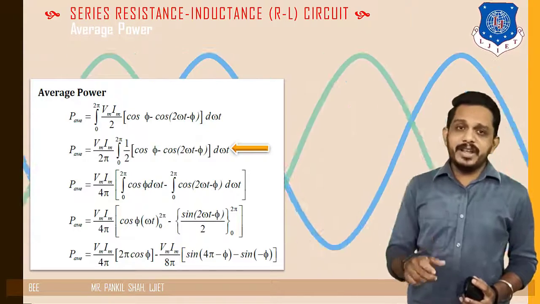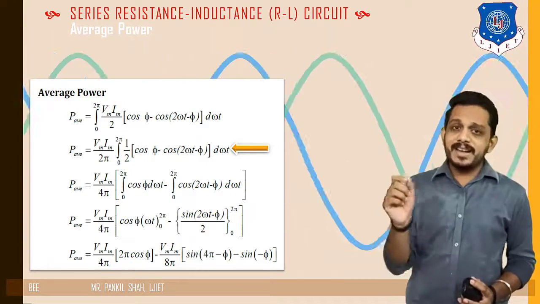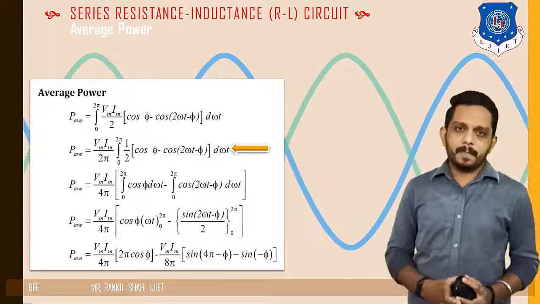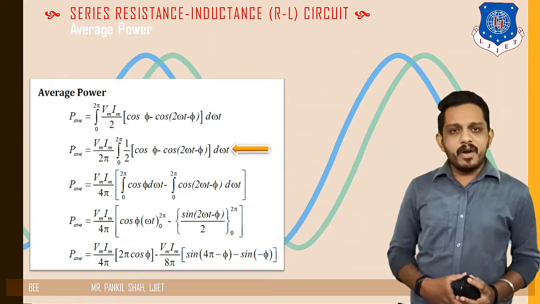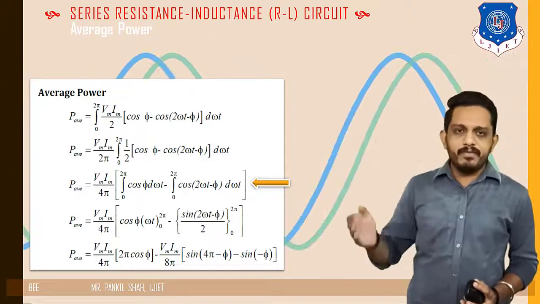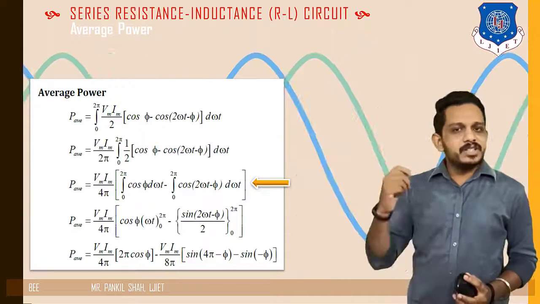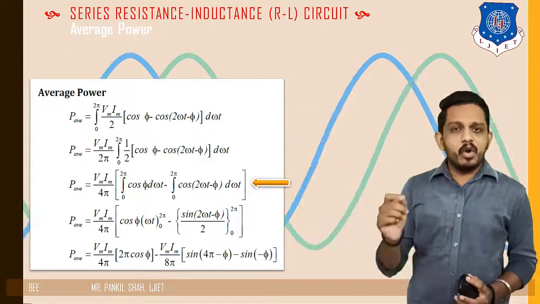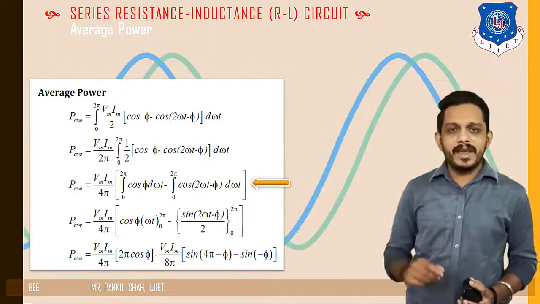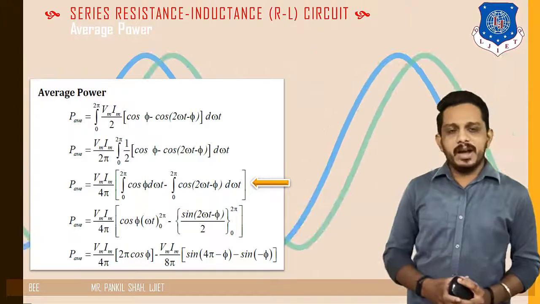In the bracket you have to integrate cos phi with respect to omega t, minus cos(2 omega t minus phi) with respect to omega t. This 1 by 2 is again a constant, so we can take it outside the integration. So it will be Vm Im by 4 pi. In the integration it will be 0 to 2 pi integration of cos phi with respect to d omega t, minus integration 0 to 2 pi cos(2 omega t minus phi) with respect to d omega t.